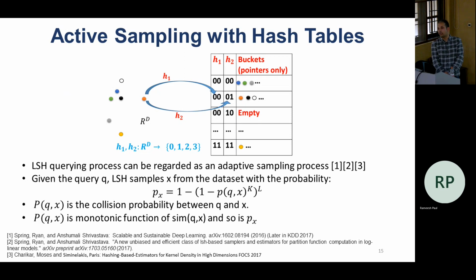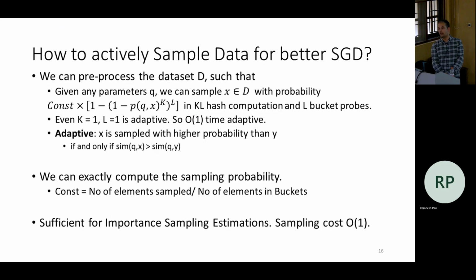That's the memory. But the compute cost is order 1 instead of order L, right? Or order L, or order K into L, if you may, instead of order N.